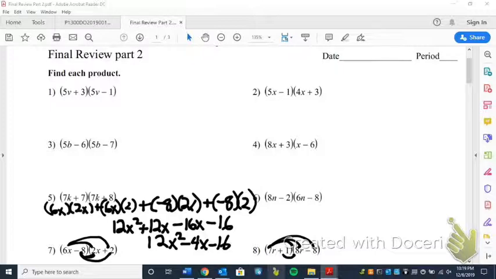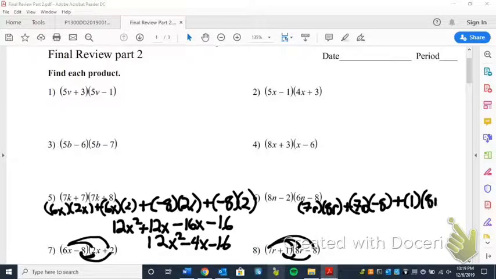Apparently, I was feeling antsy and jumped right into number 8. So same thing again. We're going to draw our little FOIL arcs, if you will. So our first, we have 7r and 8r. We're going to add to that our O's, 7r and negative 8. Add to that our I's, 1 and 8r. And our L's, negative 8 and 1. Those are actually backwards.